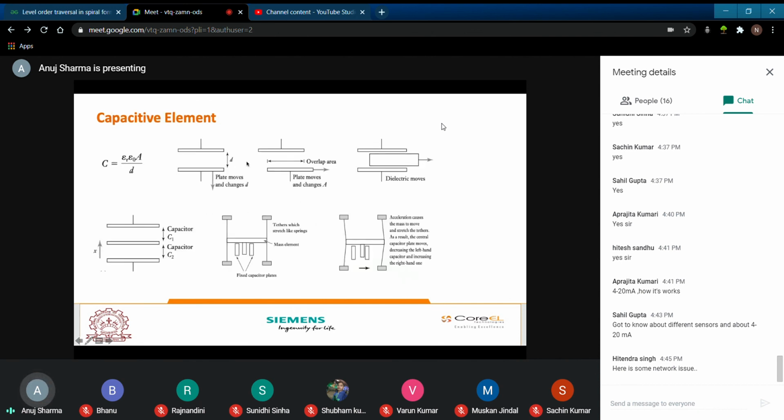Then you have capacitive sensors. Now you can see that if the plate moves in this particular direction, the capacitance is going to change. In this particular direction, this will change. If a dielectric moves, then also your capacitance changes. If the relative positions are changing, then also it changes. Then you have tethers that stretch like springs. If there is a movement or acceleration, this will change. These are fixed and this is moving. Overall capacitance is changing because of acceleration, so it can be a very good accelerometer.